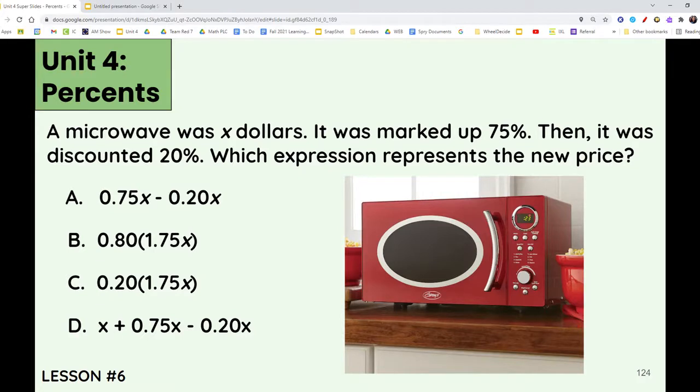So which one was the right answer? E. First, the microwave gets marked up by 75%, so 1.75 is what we would multiply by. If it gets discounted by 20%, then there's only 80% left, so we'd multiply it by 0.80.